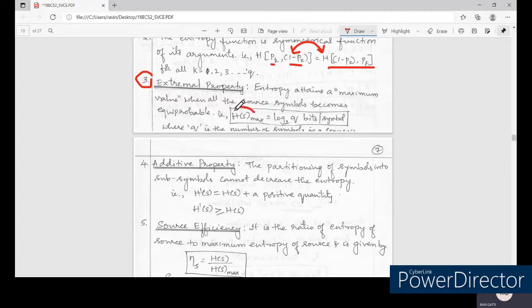That is, H of S will be maximum when all the source symbols have equal probability. In the earlier classes we said that we have q symbols. If the probability of each is equal, that is 1 by q, then you will be getting the maximum entropy.